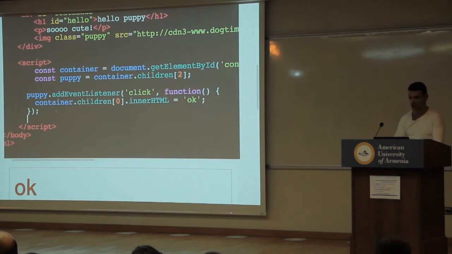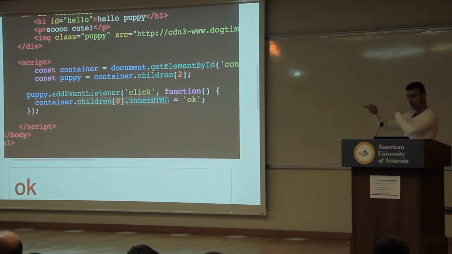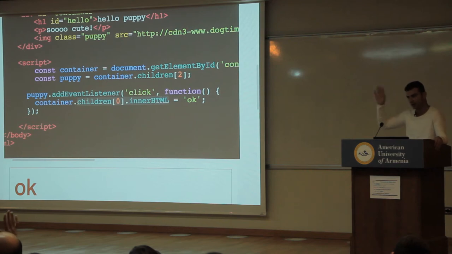Okay, so what we can do is do okay. So you can add some logic here to check if the inner HTML is equal to okay, and if so, flip it to something else. So that way you can get a toggle effect. Every time you click, it says okay. Like hello, bye, hello, bye, hello, bye. That's just logic up to you. Yes.